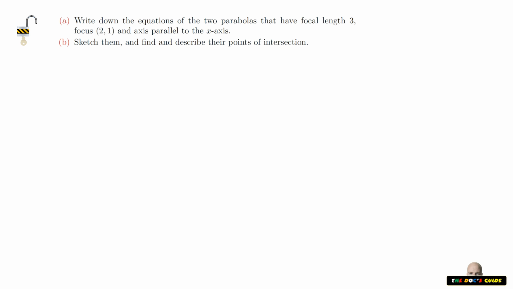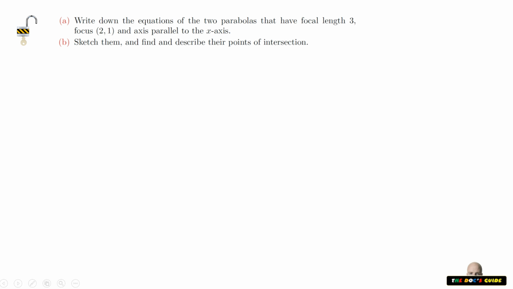So if we look at this example here, what we're trying to do in the first one is write down the equations of the two parabolas that have a focal length of 3, a focus of 2, 1, and an axis parallel to the x-axis. So if we pick up clues there, first of all, the fact that we have the axis parallel to the x-axis means that it's going to belong to the family which is of the form x squared equals 4ay. But because the vertex is not at the origin, it's going to then be of the form x minus h squared equals plus or minus 4a times y minus k.